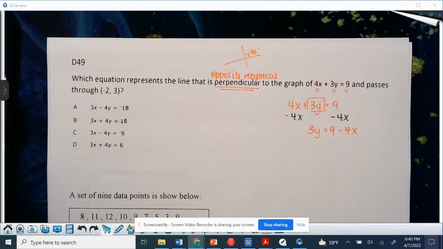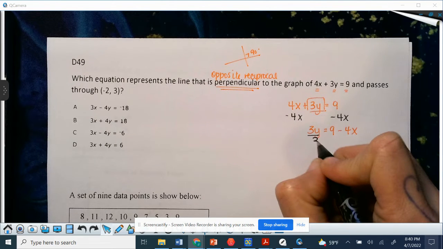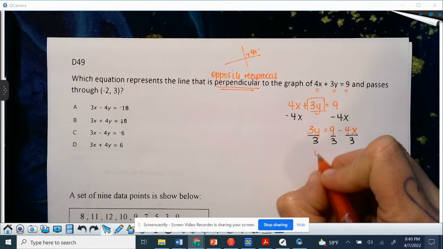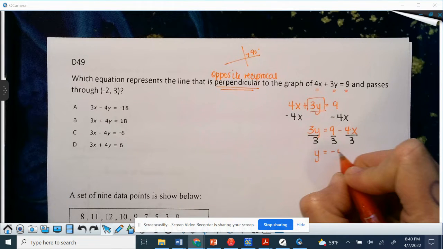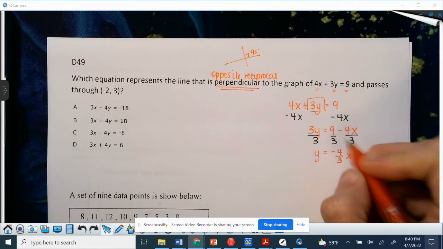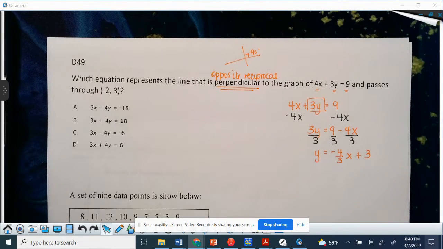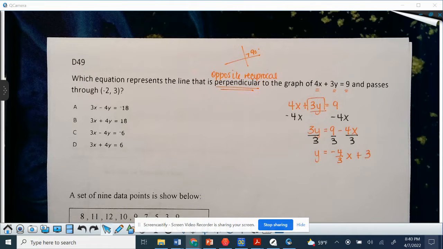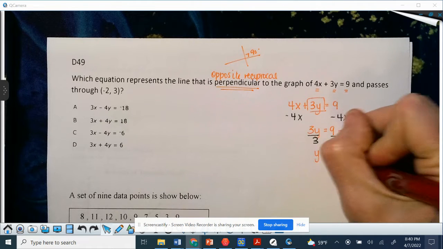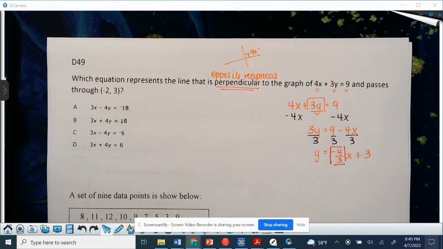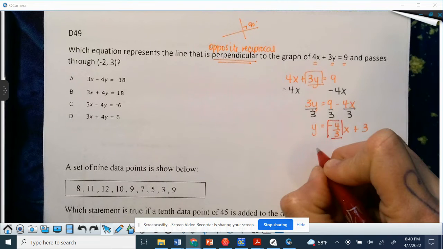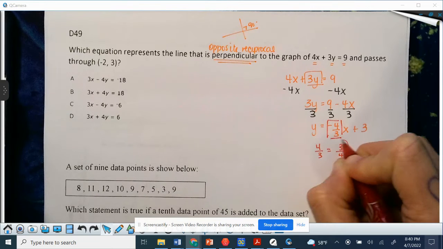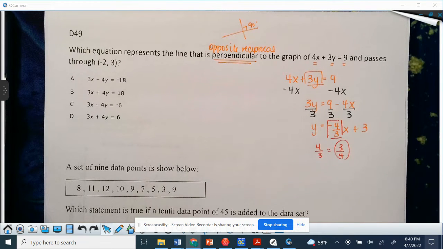When you get the y by itself, we're going to divide by 3. And we end up with y equals, if you want to put it in the correct order, negative 4 over 3x and a positive 3. So that is the slope of the given line. The slope of the given line is negative 4 over 3. So we need the opposite and reciprocal. That means it's going to turn positive, and then it's going to flip over. So what we're going to use is a positive 3 over 4 for the slope of our new line.